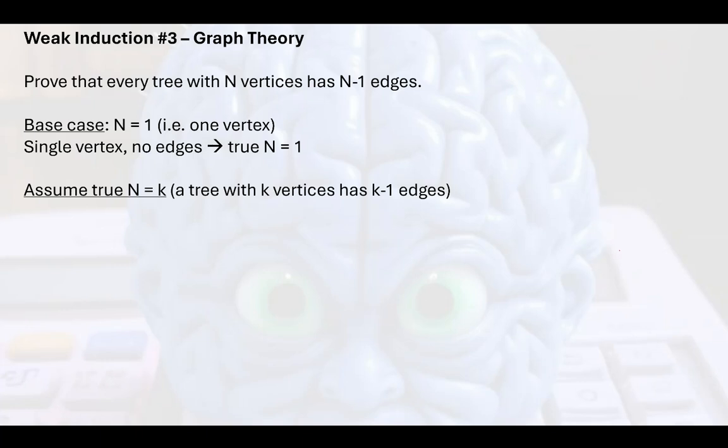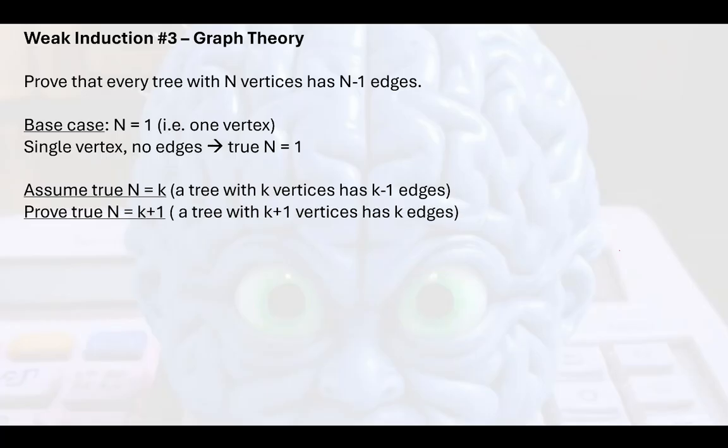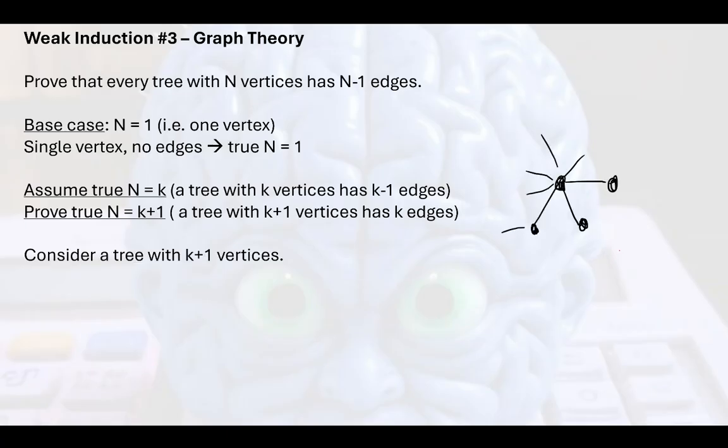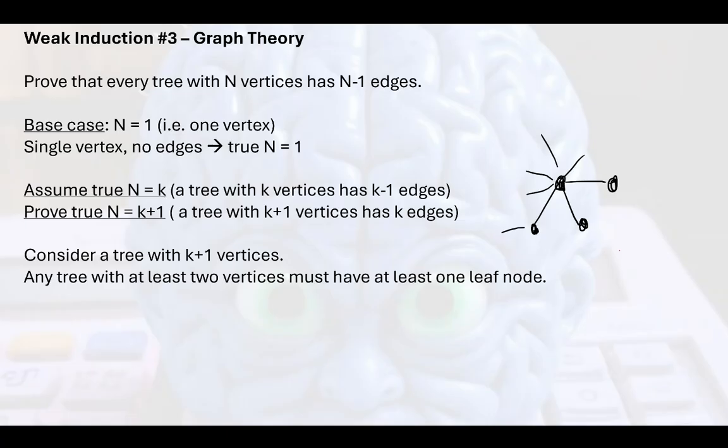Now we assume it's true for n equals k, so a tree with k vertices has k minus 1 edges, and we want to show that for a tree with k plus 1 vertices, that has k edges. Here's the way we're going to do that. We are going to consider a tree with k plus 1 vertices, and any tree with at least 2 vertices must have at least one leaf node.